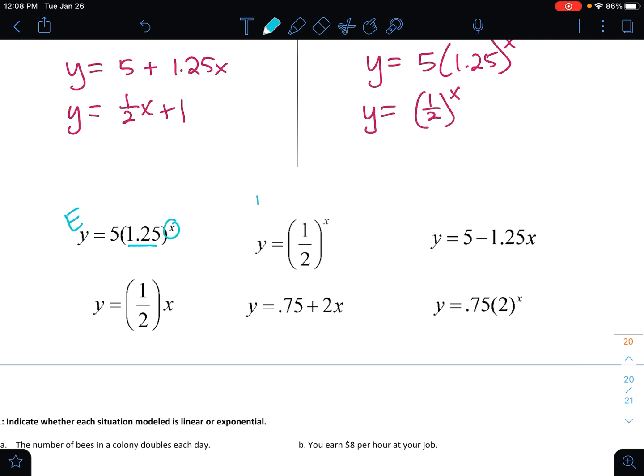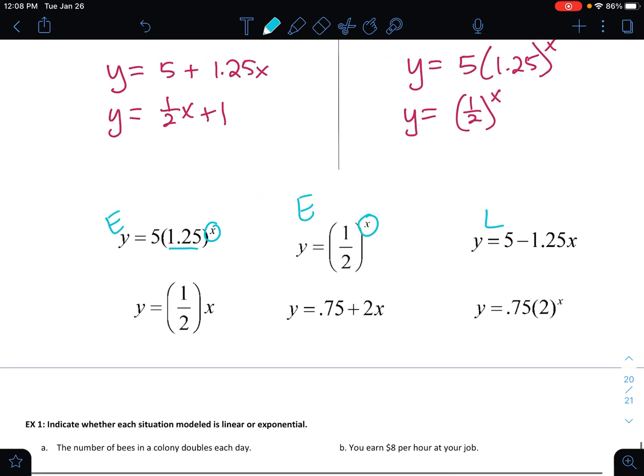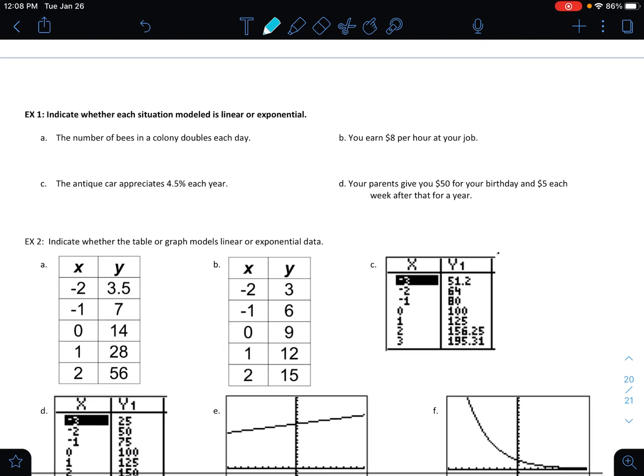Okay, first one is exponential because I'm looking for the x power. Exponential again, it's raised to the x power. The third one's linear. This is our slope and our y-intercept. This is linear too because it's being multiplied by x. It's not being raised to the x power. Linear right here. And exponential, raised to the x.